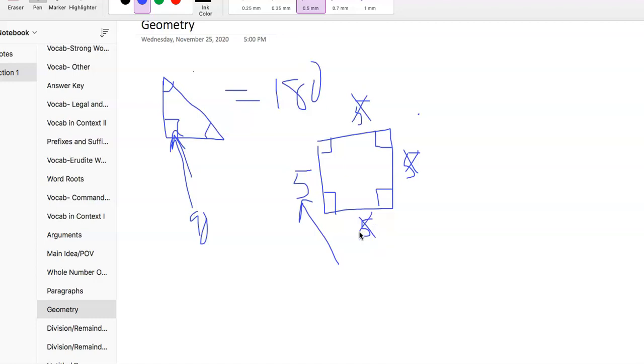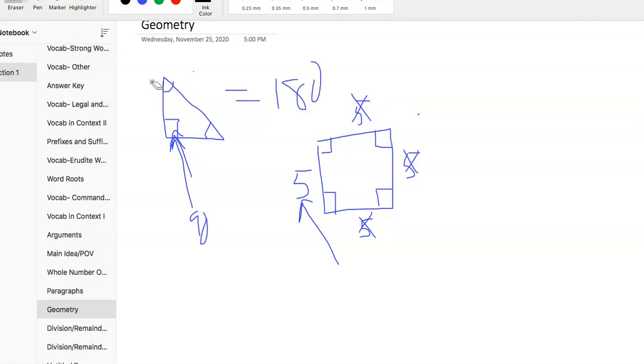Say somebody just tells me one side is 5, and for a square, what is the perimeter? I know that's 20 because I know all the sides are 5 if one of them is 5. I'm just doing 5 plus 5 plus 5 plus 5. Or if they say what is the area, I know that's 25 because again all the sides are 5. 5 times 5 is 25.